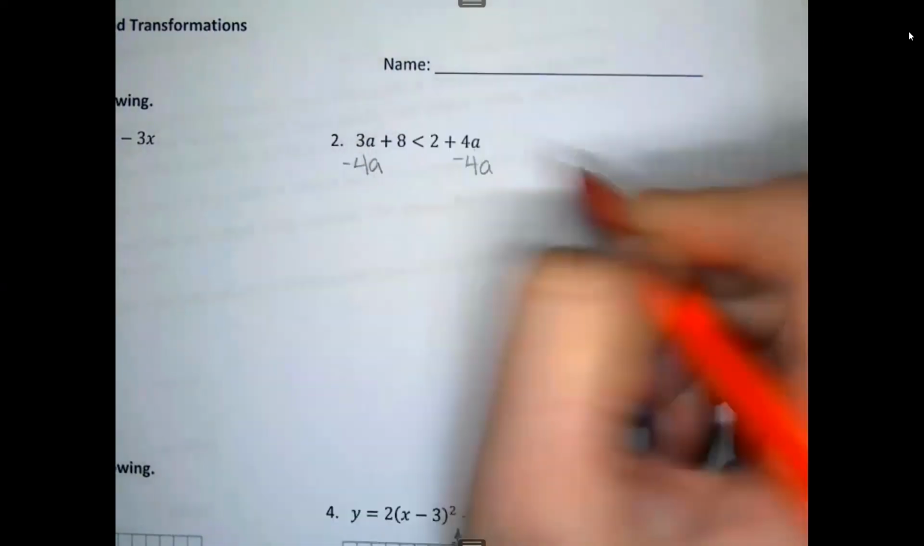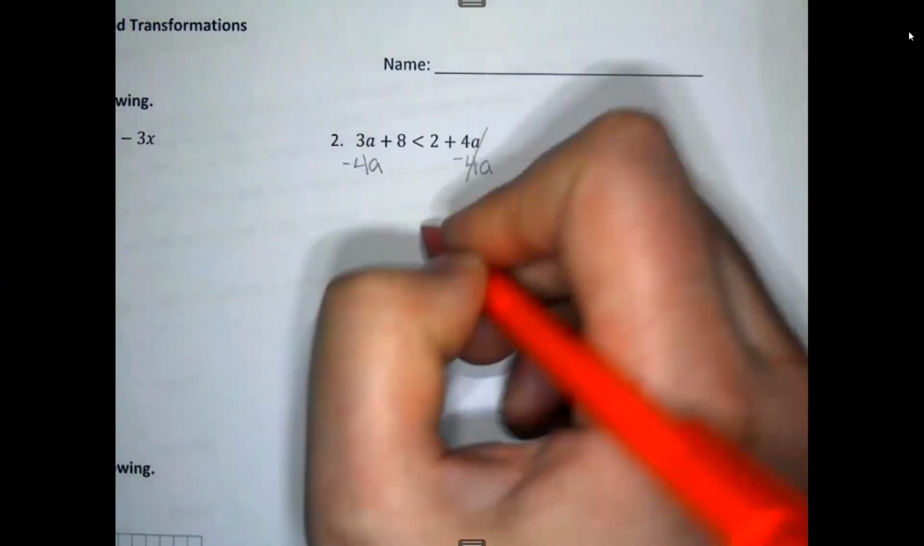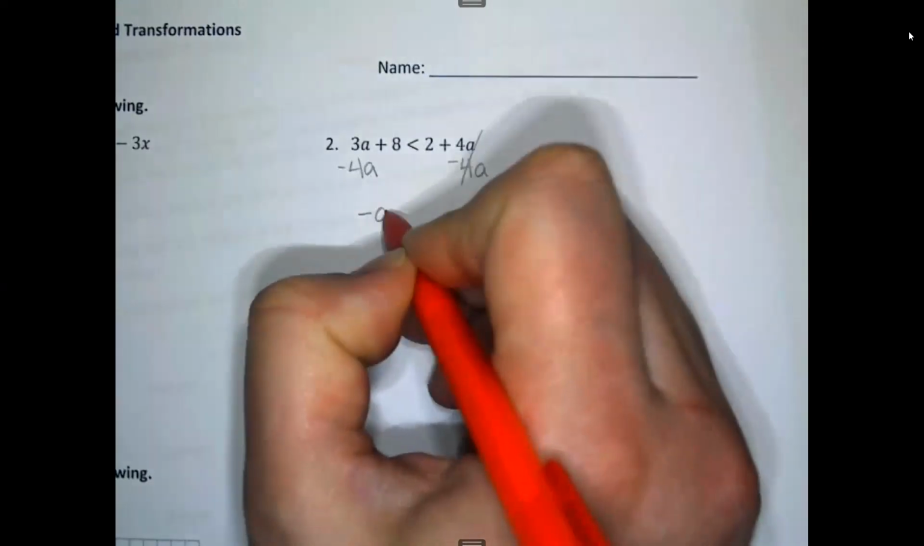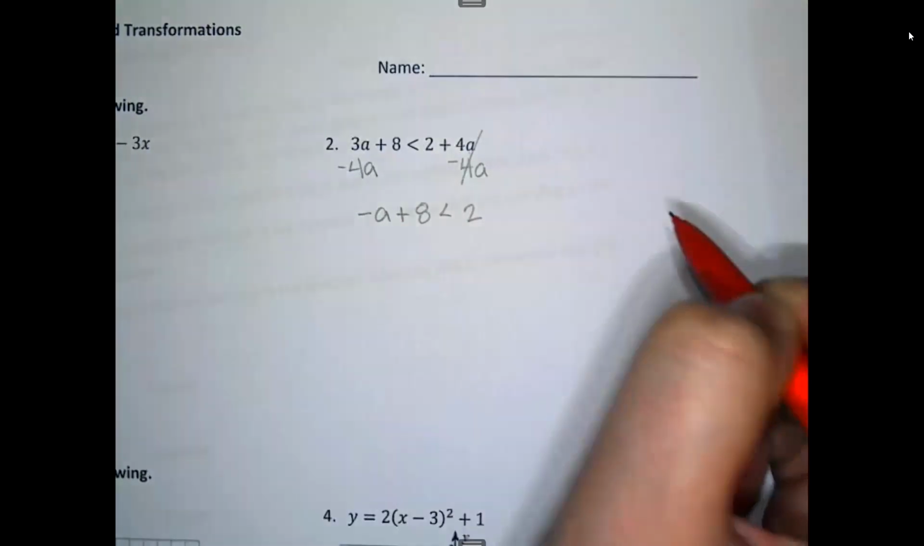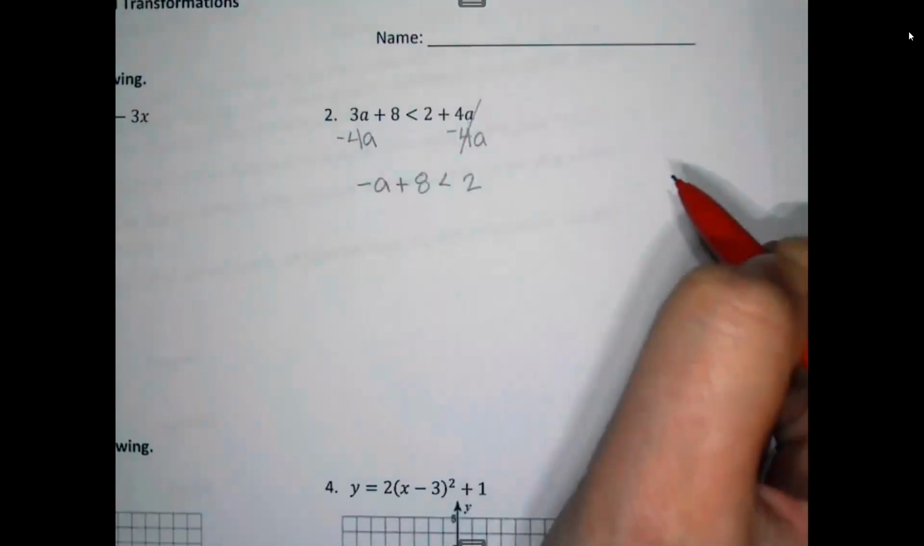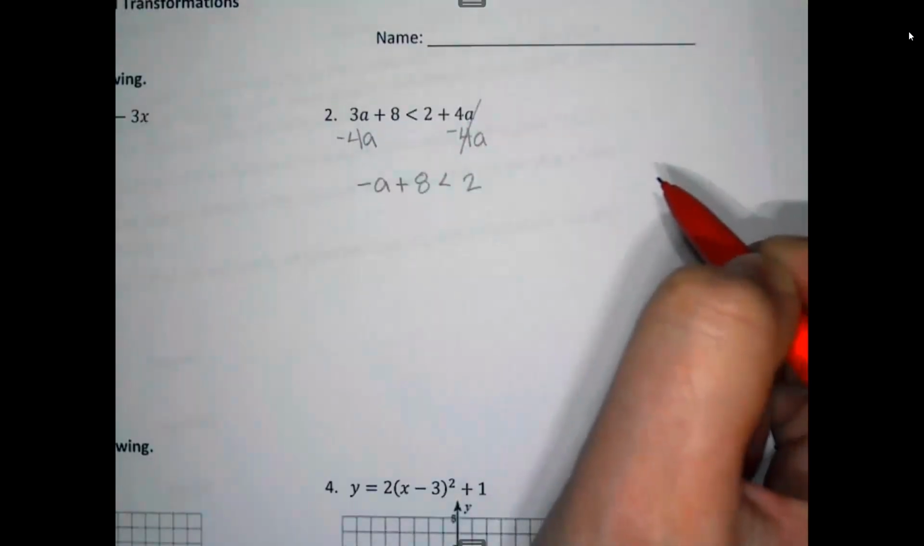Okay. All right, so that would leave us with negative A plus 8 is less than 2. So if we want the A to be alone on the left side, how do we move the 8 over?